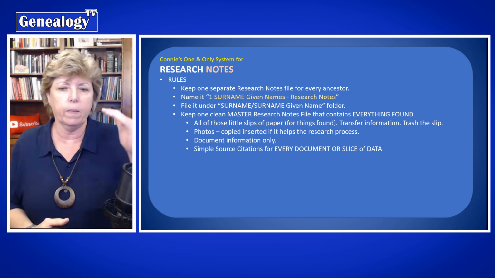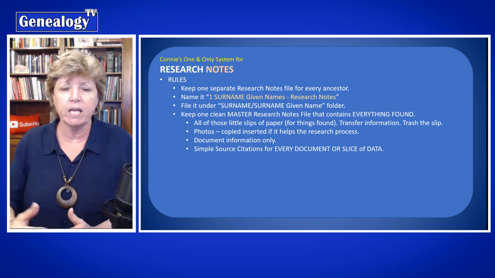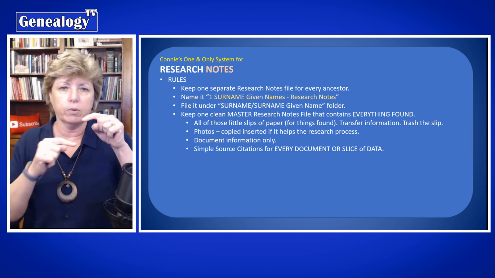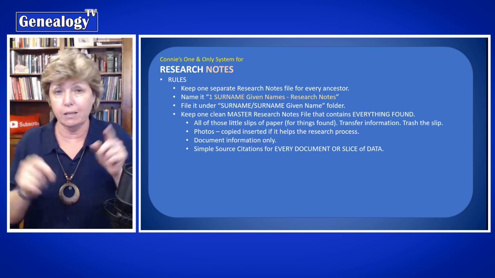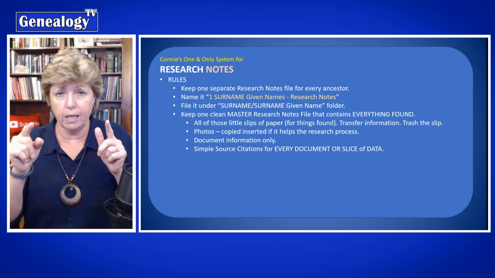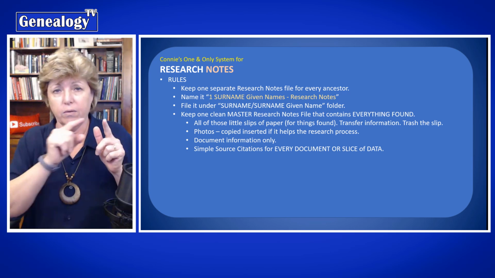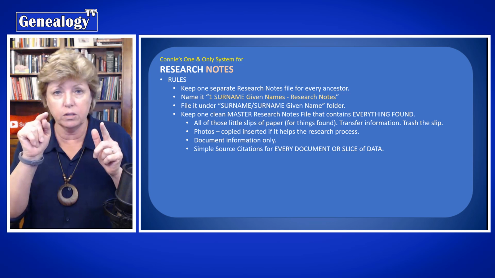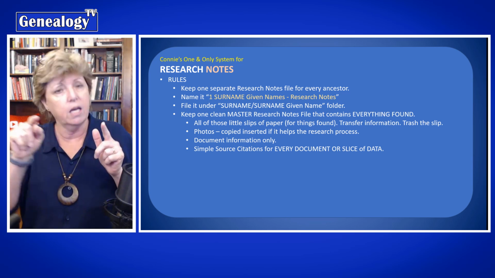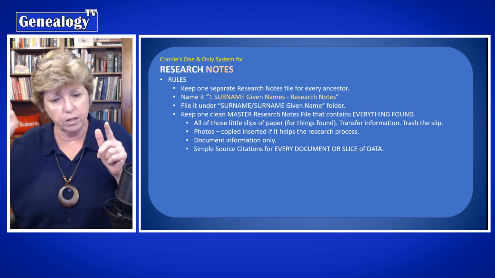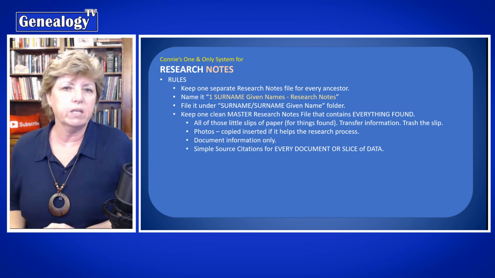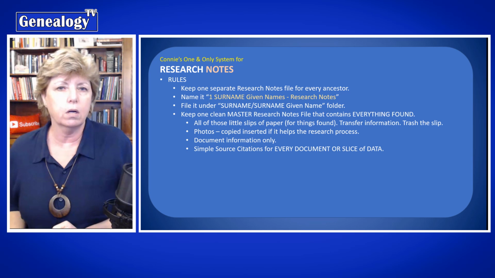So if you got the date from a Bible and you got the place from a census record, you're going to source those separately within the same sentence. So he was born on this day at this place. Right next to the date, you're going to insert the source citation for that. And then on the place, you're going to put an insert of a source citation, a footnote in there for that piece of data and the source that it came from.